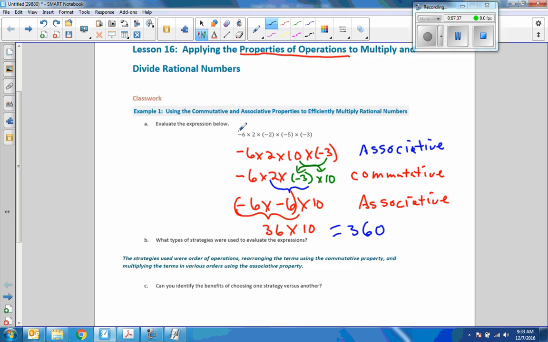So if I just simply do the first two terms, I get -12 times -2, one step at a time, times -5 times -3. Okay? And then I'm going to group the first two, which would be the associative property. -12 times -2 is 24 positive, times -5 times -3. Okay?